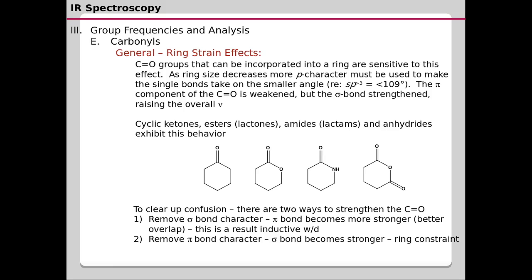Okay, and if you need further tips, or if you have any confusion, in order to clear the confusion, there are two ways in which you can strengthen the carbon oxygen bond order. One is to remove the sigma bond character. Okay, how do we remove the sigma bond character from the carbon oxygen bond in the carbonyl functional group?